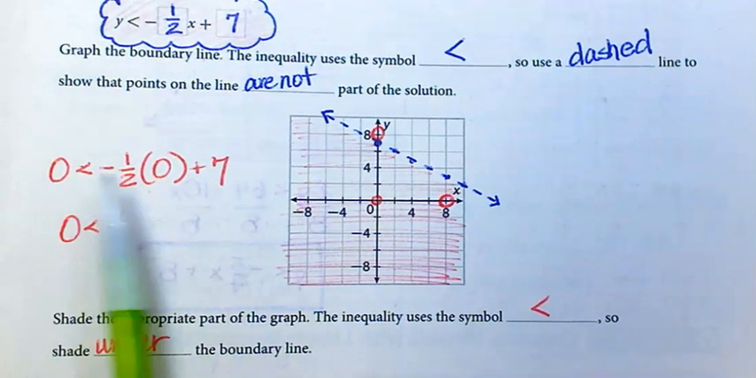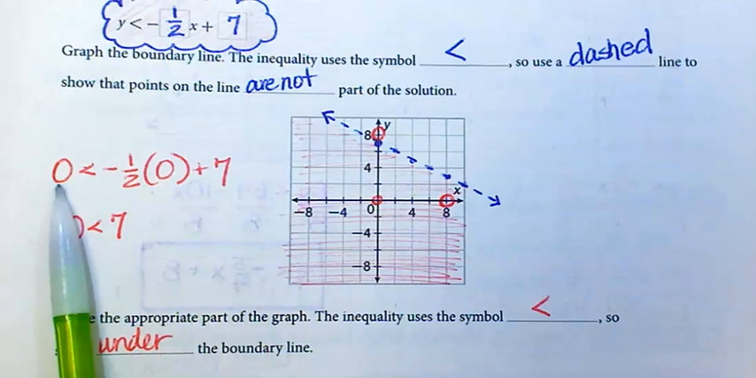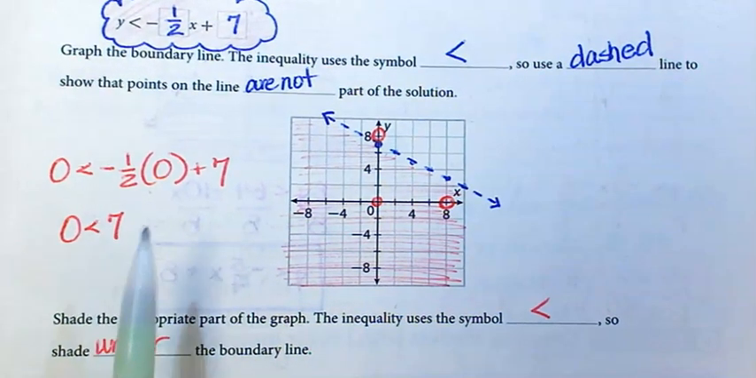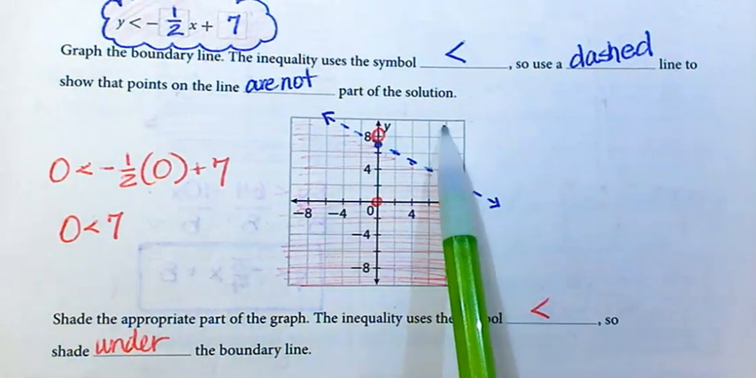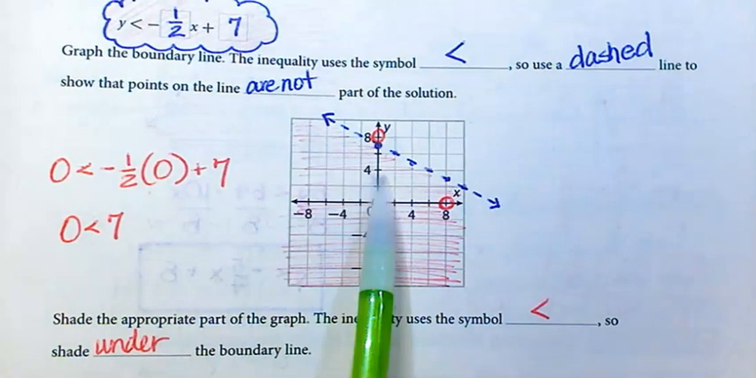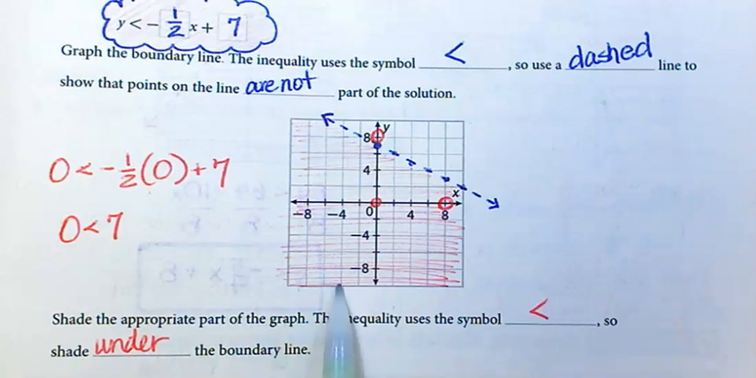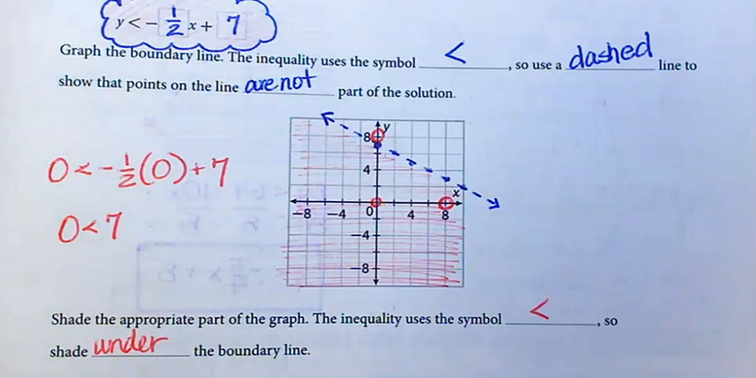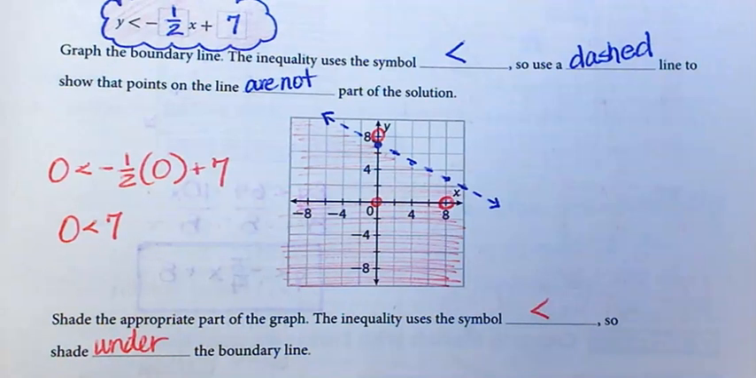Put the y value in and the x value in. And I come up with 0 is less than 7. So I didn't even bother doing a point on the other side because this one makes the equation true. And so I'm going to shade that side. So it says shade the appropriate part of the graph. The inequality uses the symbol less than. So shade under the boundary line. And that's typically the way it's going to work.